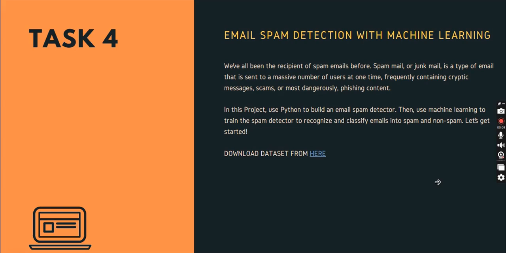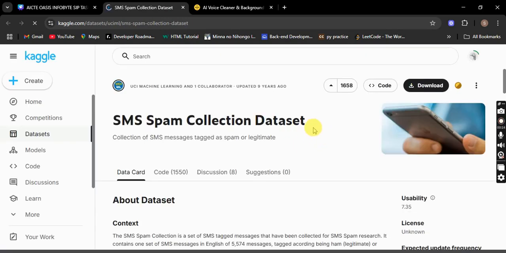So the project that was given to me was email spam detection with machine learning. The first step is to download the spam dataset from Kaggle. So this dataset was given to me. So this is the spam collection dataset from Kaggle. So after downloading this, there are 4 steps to do before we train the model.